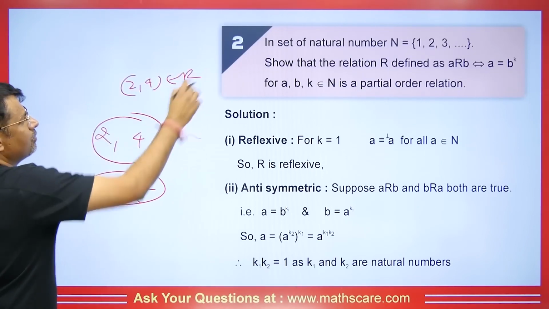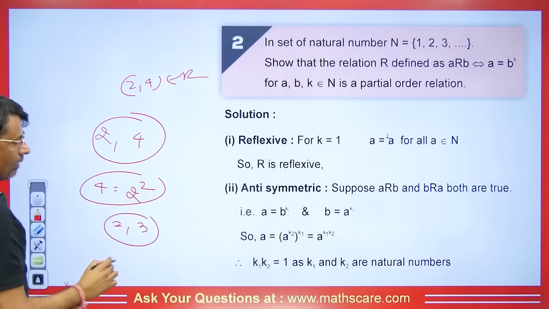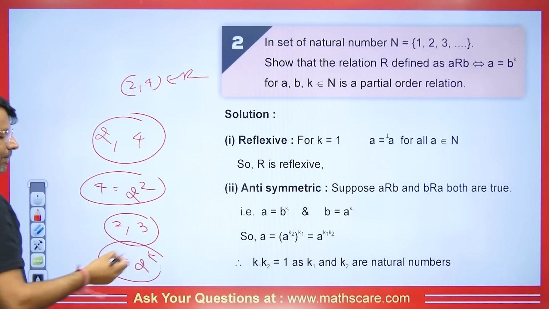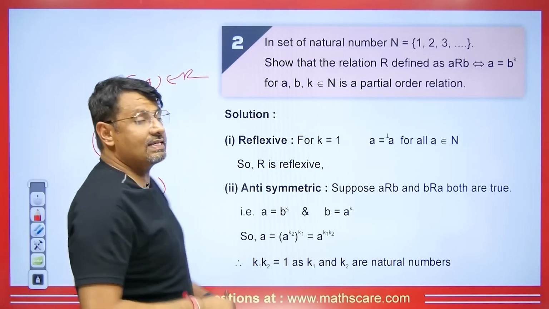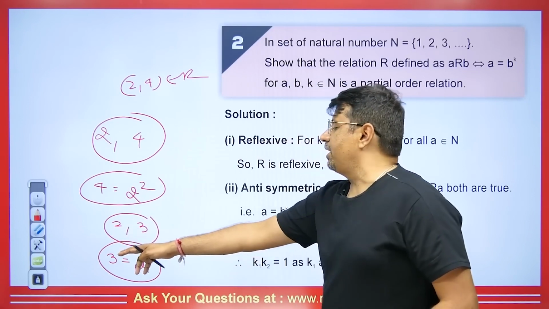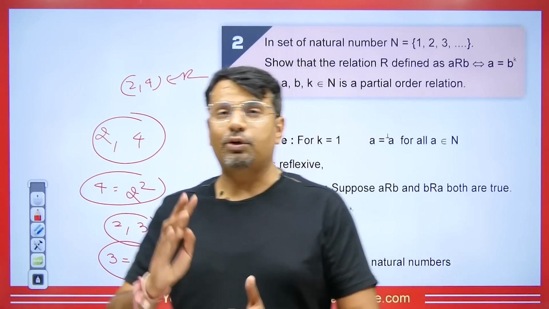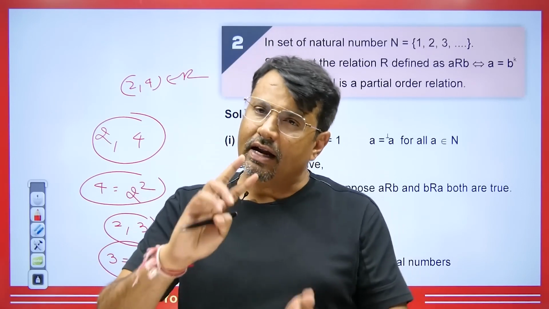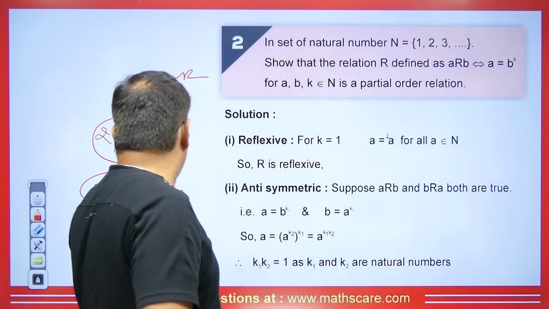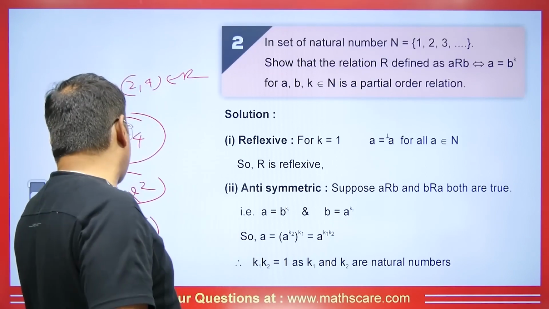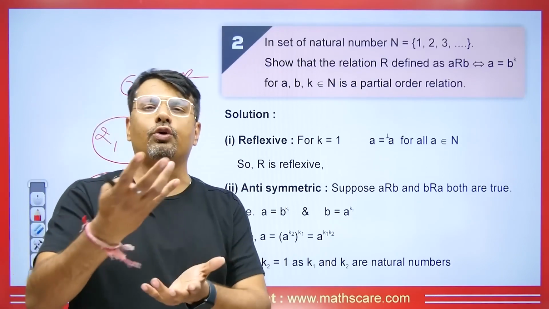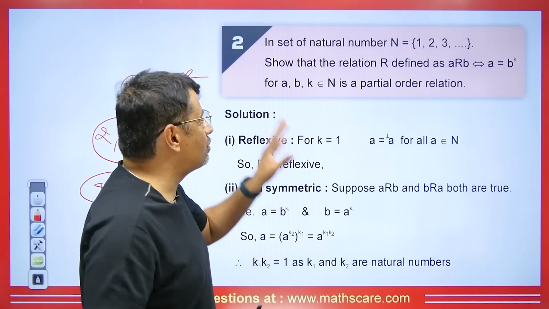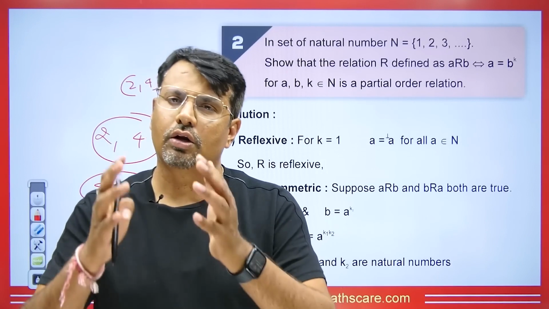But if I ask you to consider 2 and 3, what shall be the power of 2 so that it can become equal to 3? Such a natural number doesn't exist, where 3 is equal to 2 power k, right? So neither 2 relates to 3 here, nor 3 relates to 2. And here every element should be connected to one or the other element. As such, 3 equals 2 power k or 2 equals 3 power k for some natural number k, right? But it's not happening this way. So here, this will be a partial order relation, but not a total order relation.